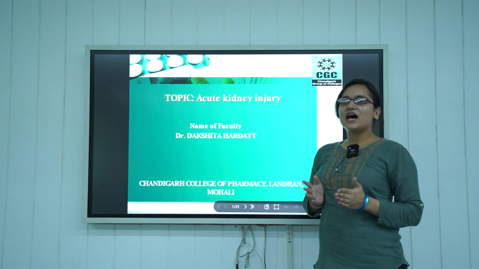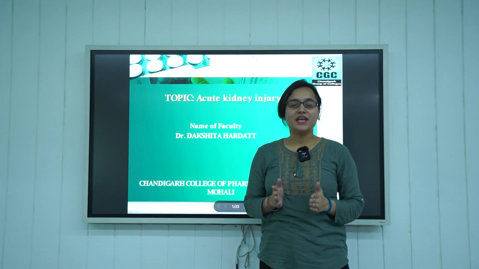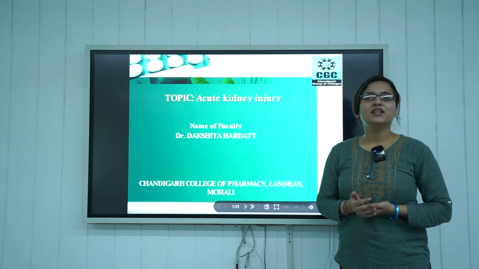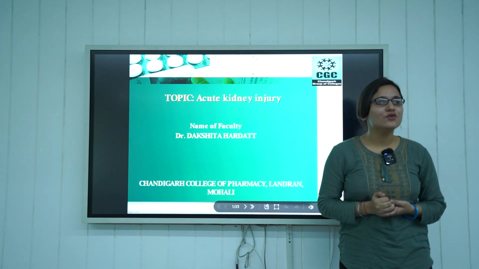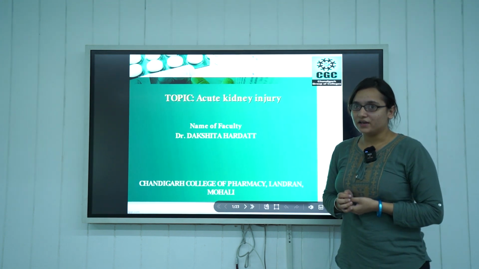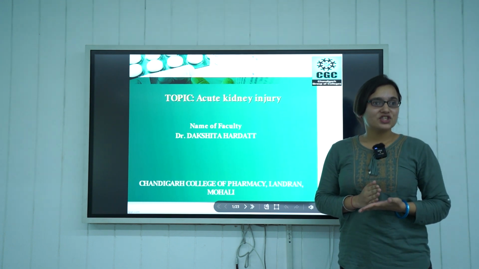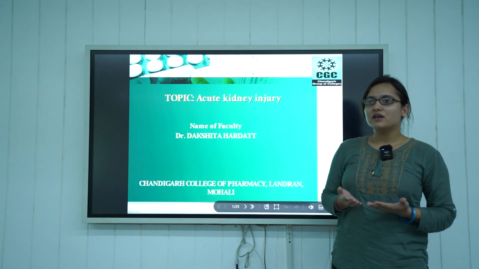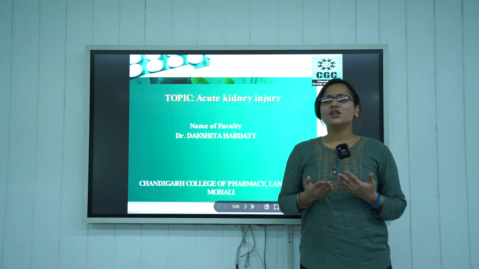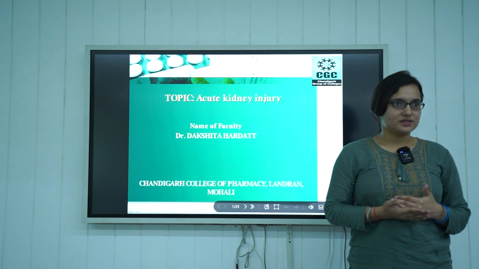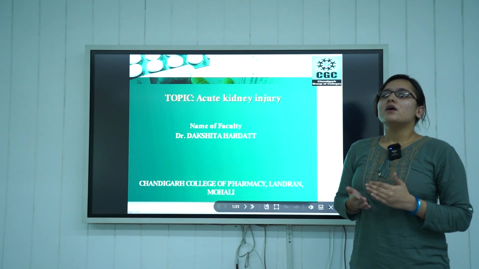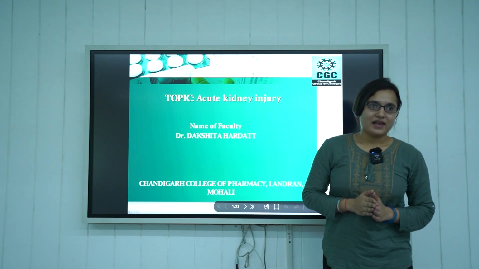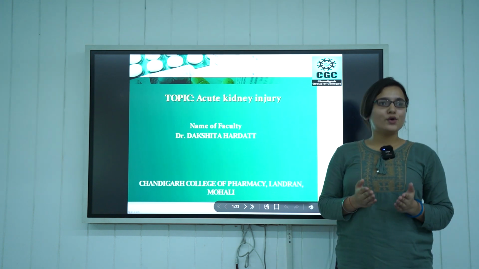Today we will discuss our topic, that is acute kidney injury. As we all know, the function of our kidney is to filter the waste product from our blood. If our kidney is not functioning properly, then the waste products like urea, creatinine and nitrogen will get accumulated and they will lead to chemical makeup imbalance, right? So here we go, let's start.